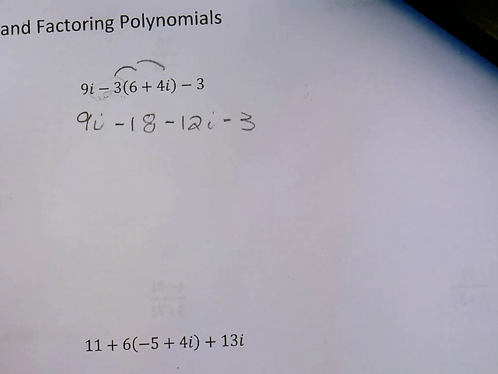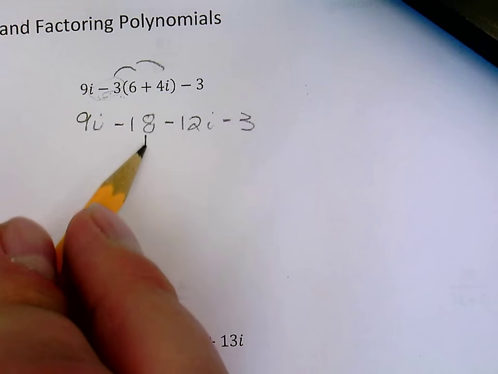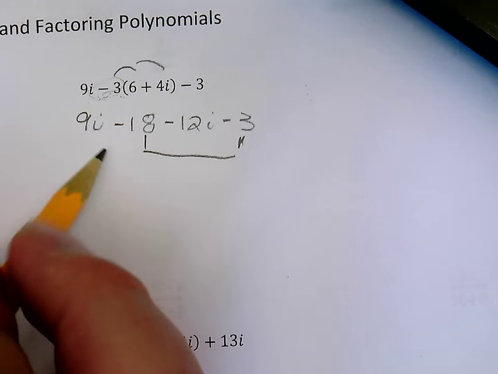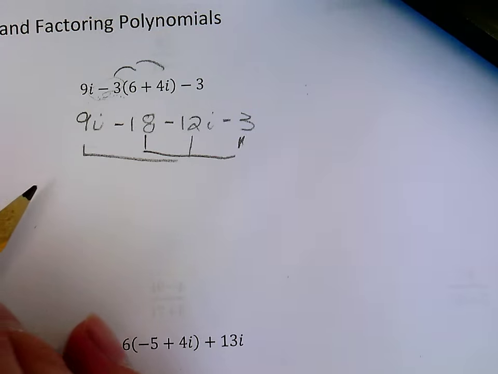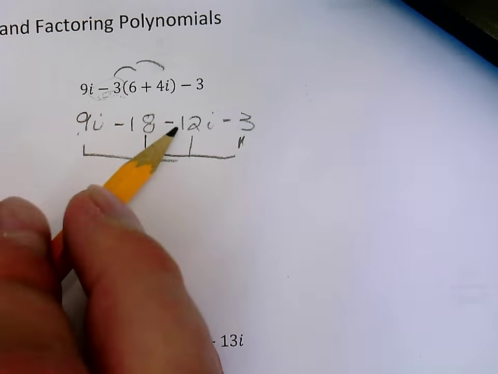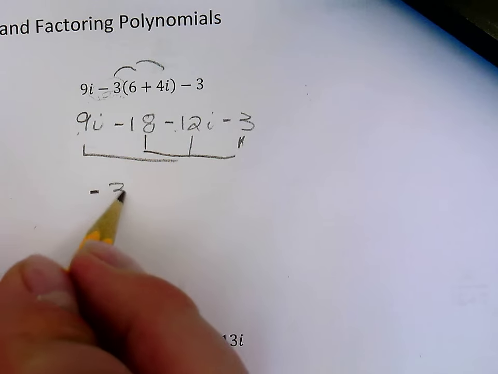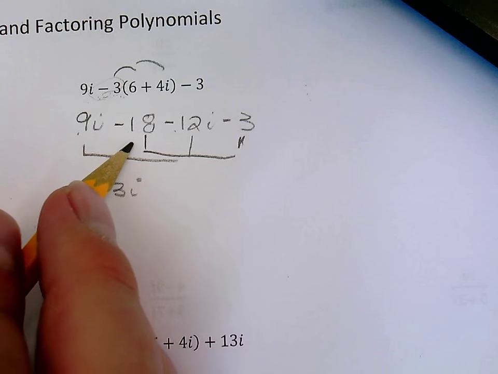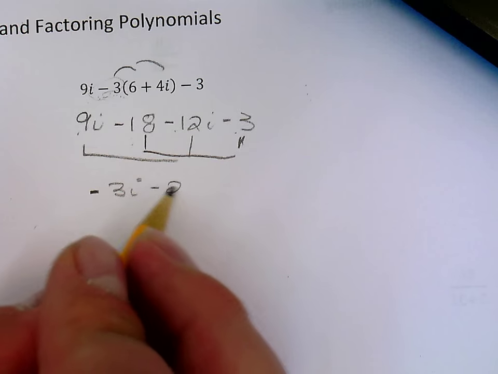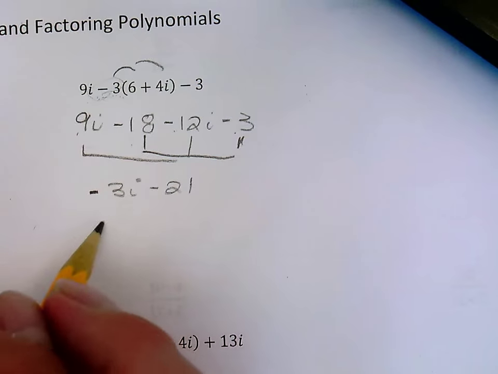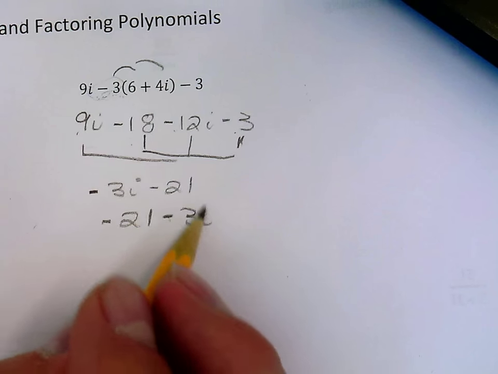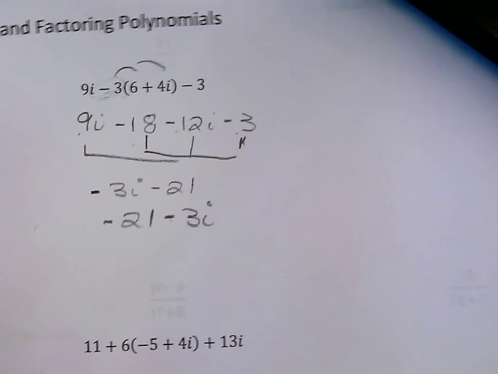Our next step is to combine like terms. So that means that we're going to combine this thing together with this thing because remember, they do not have i's, so they're like terms. And the two things with i's are like terms as well. So this first one is a 9 plus a negative 12, or just 9 minus 12. That gives me negative 3i. Then you have negative 18 plus a negative 3, or just negative 18 minus 3, which gives me negative 21. And remember, technically the correct direction is to have the non-i number in front. That's how you do that.